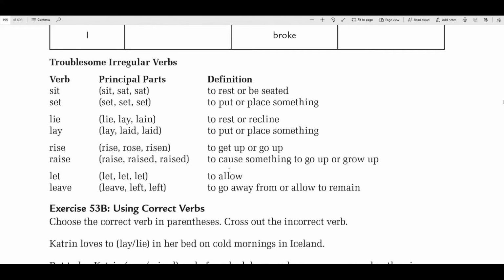Okay, so let is to allow. And all three are the same. Leave is to go away or allow to remain. Leave, left, and left. To me, these and these are pretty easy, but these get confusing to me. And I think the only reason they get confusing is because we live in Texas and we have that, you know, just our slang that we use and we've become used to it.